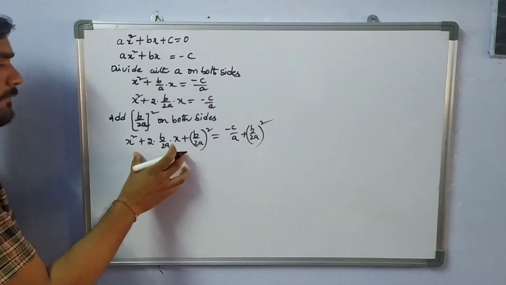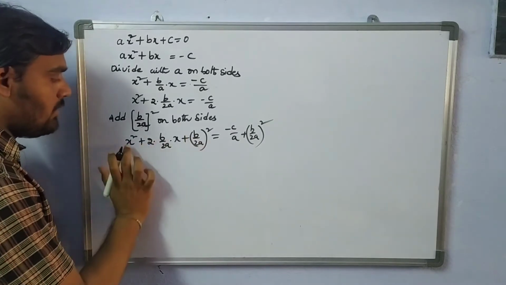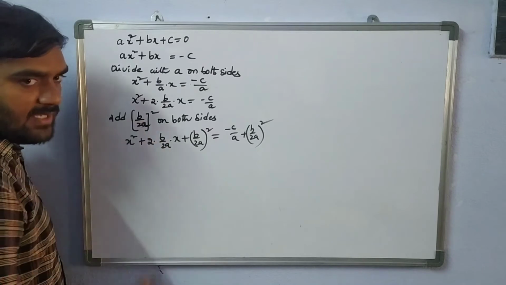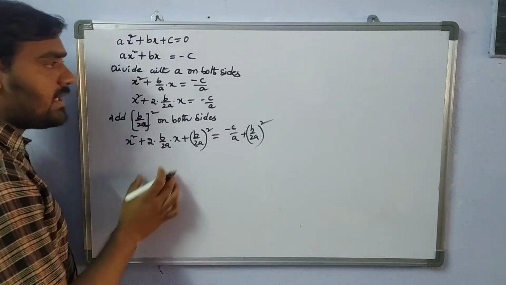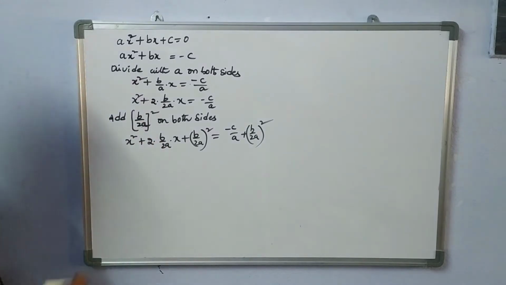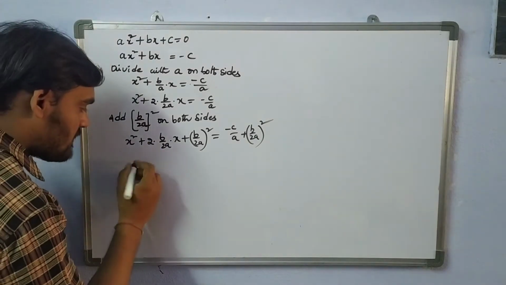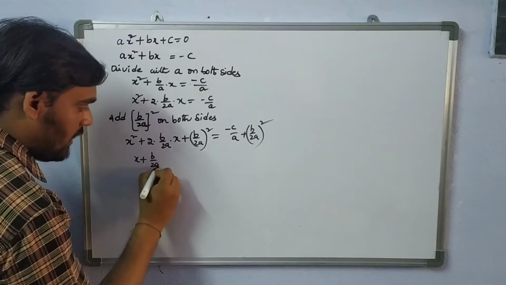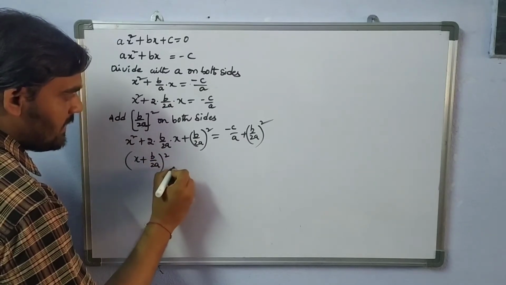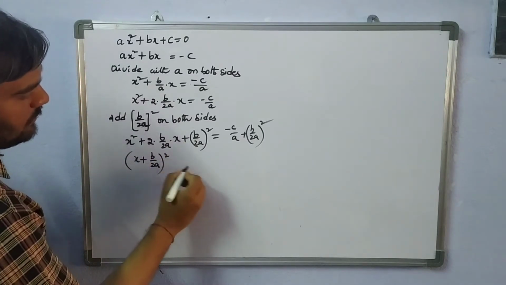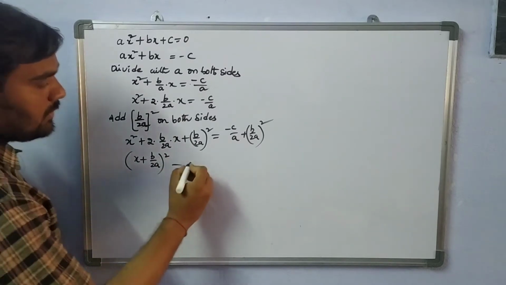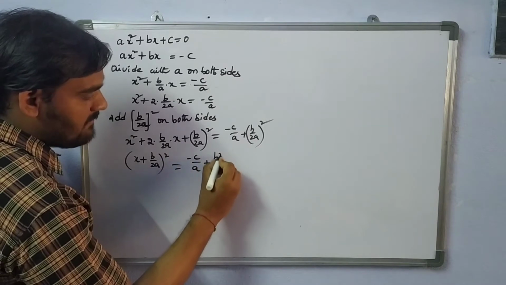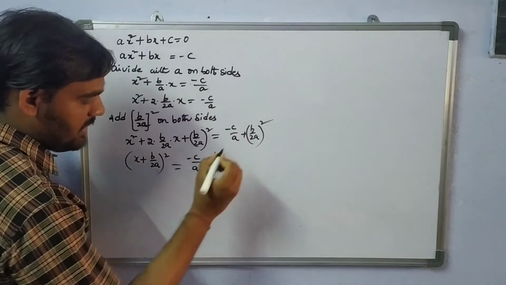Now if you observe the left hand side of the equation, it is in the form of a square plus 2ab plus b square. Am I correct or not? So we can write this as a plus b whole square. Here a is x and b is b by 2a, so x plus b by 2a whole square is equal to minus c by a plus b square by 4a square we will get.